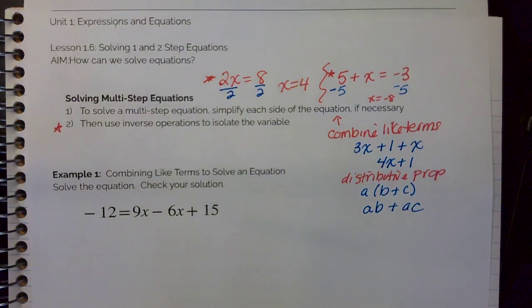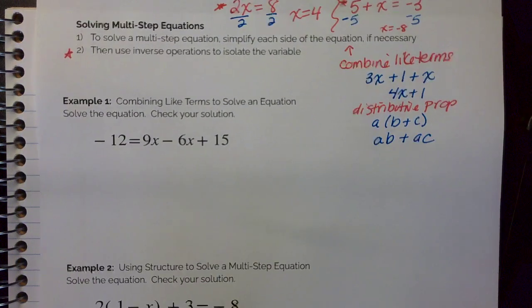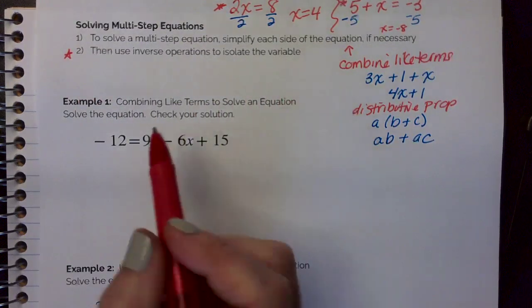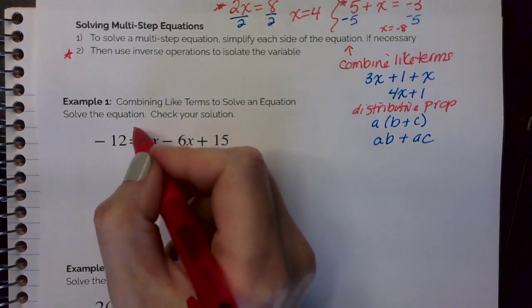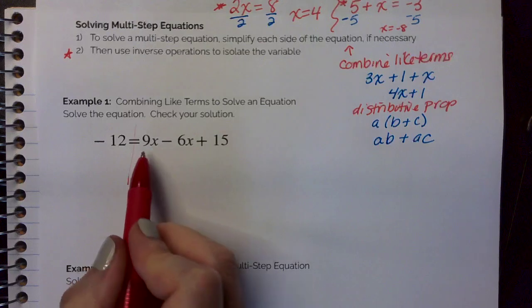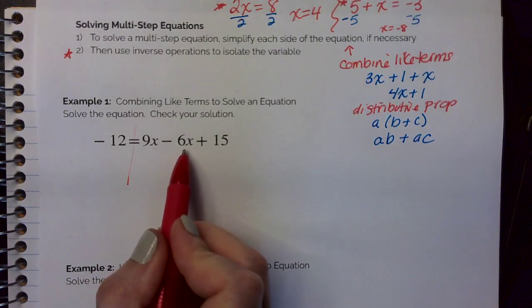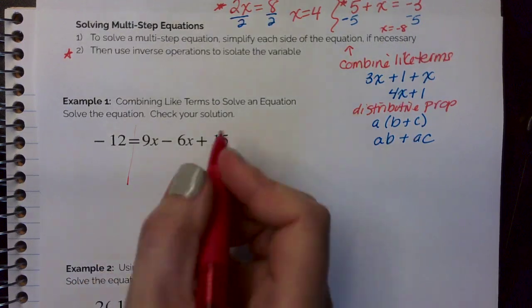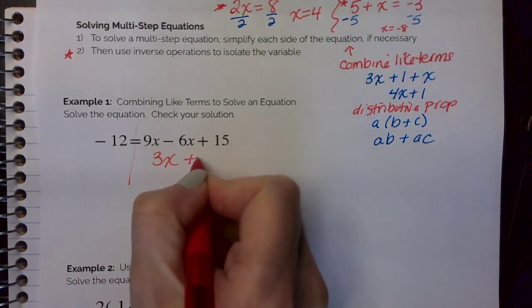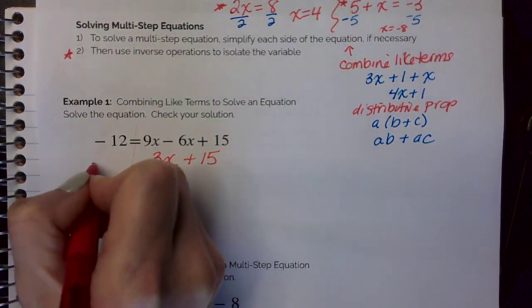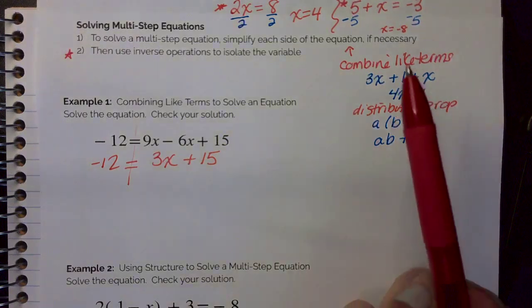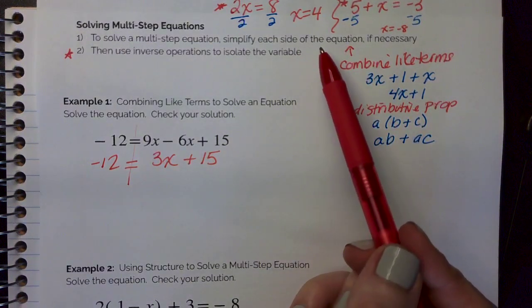Example 1, combining like terms to solve an equation. So we're going to perform step 1, which is simplify each side of the equation, right? Here are the two sides of the equation. We can simplify here by combining like terms. We have a 9x and a negative 6x. When you take 9x minus 6x, you end up with 3x. We still have the plus 15 on this side, and we bring down the negative 12. And now we have done step 1. We have simplified each side.